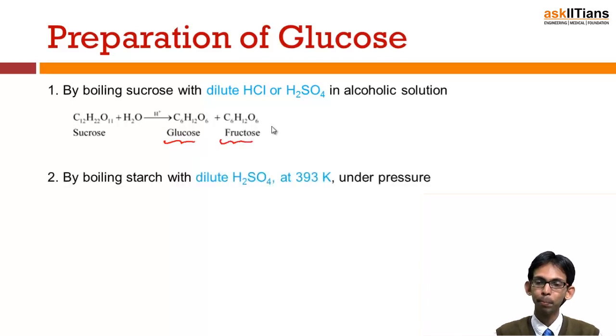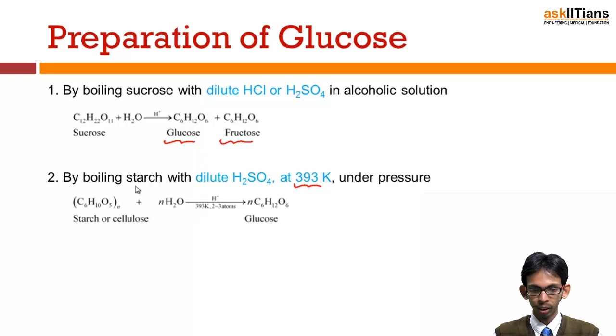The next method is boiling starch with dilute H2SO4 at 393 Kelvin under pressure, because starch is a polysaccharide formed by a combination of glucose units. So if we do hydrolysis of starch, we'll also get glucose, but the hydrolysis of starch is slightly more difficult because it is a polysaccharide, so we need to boil it with sulfuric acid. And this is how it is done. Similarly, we can obtain glucose by hydrolysis of cellulose also, because all these are formed by a combination of glucose units.